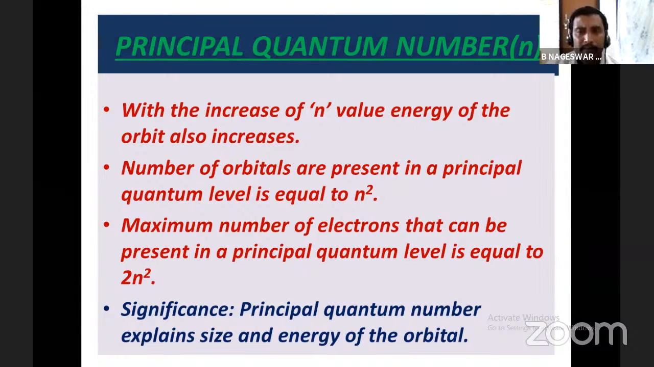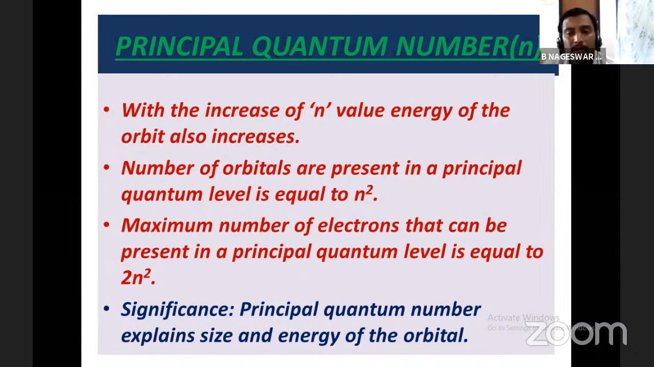Okay, suppose that we are taking a second orbit. Second orbit means n square means 2 square. 2 square is equal to 4. That means in the case of second orbit or second shell, we have totally 2 square, which means 4 orbitals.